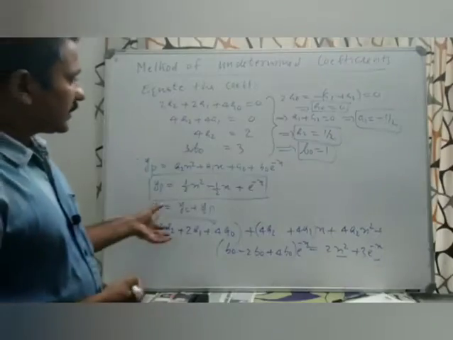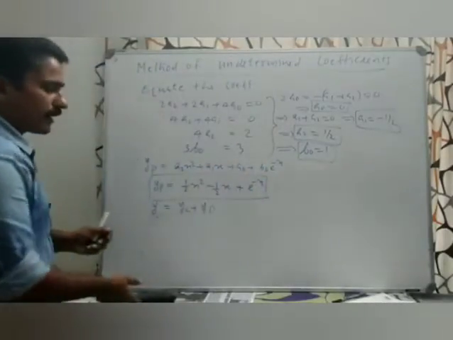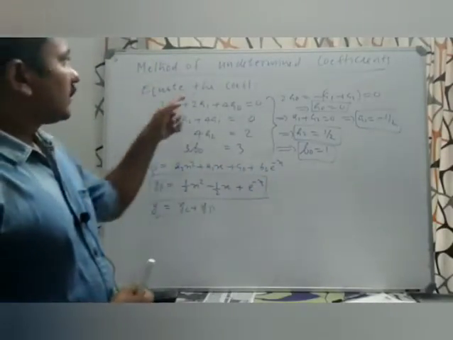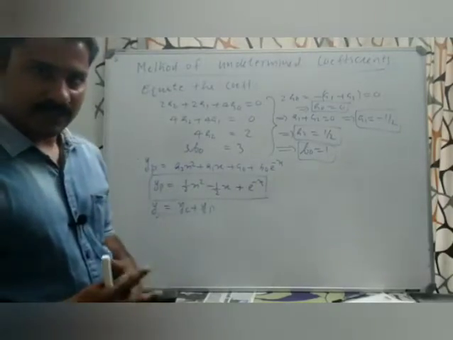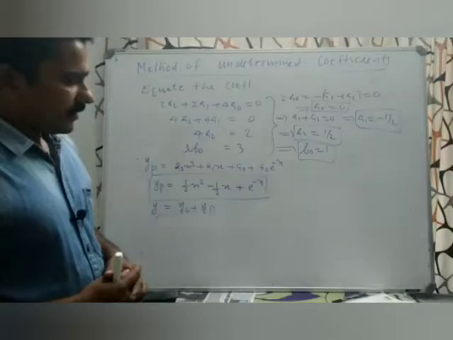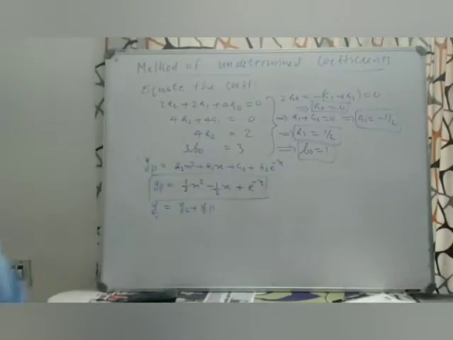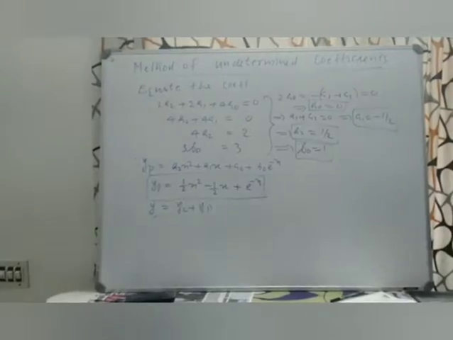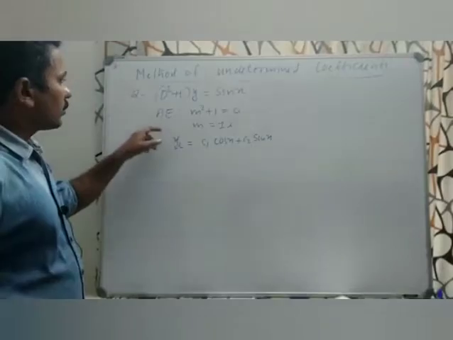Alright, so that is the method to find the particular integral using method of undetermined coefficients. Okay, hope you understand, right? Okay, so we'll do one more problem like this. Okay, so this is the second problem.